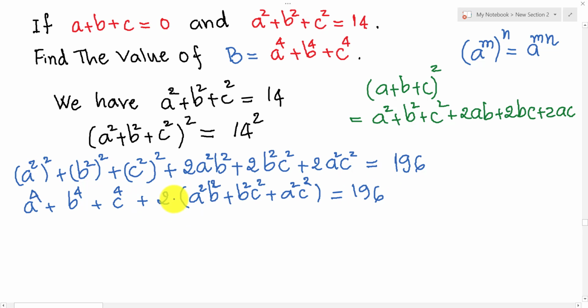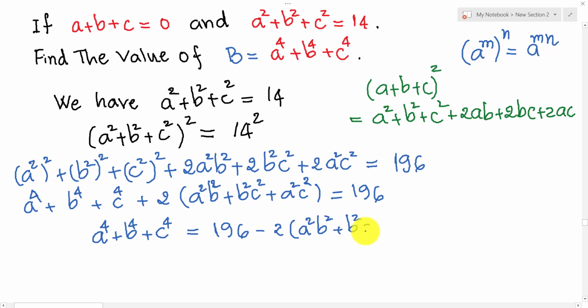And then I move 2 factor (a square b square plus b square c square plus a square c square) to the right hand side. So I get a power 4 plus b power 4 plus c power 4 equals 196 minus 2 factor (a square b square plus b square c square plus a square c square). And now we must find the value of this expression.